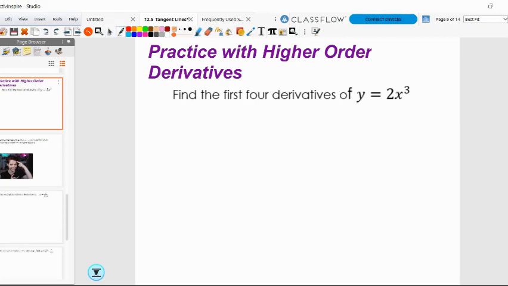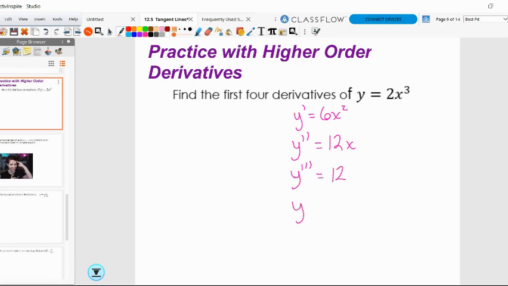Okay, so today we're going to get a little more practice with higher order derivatives. It says find the first four derivatives of y equals 2x cubed. So y prime will just be 6x squared by our power rule. Y double prime is just the derivative of the first derivative, so that's going to be 12x. Y triple prime is going to be just 12.